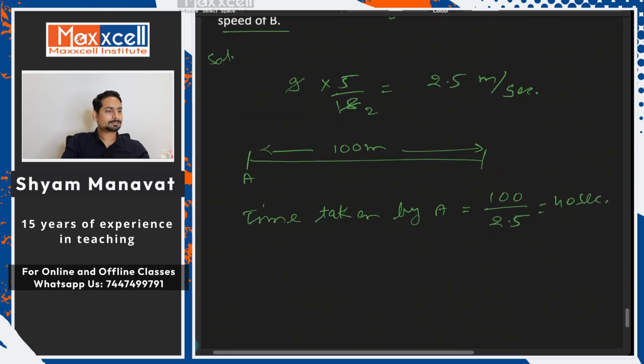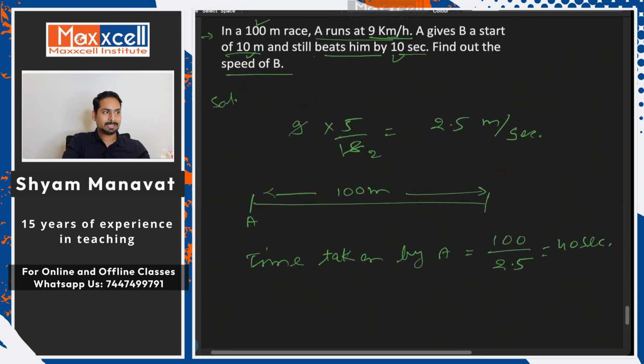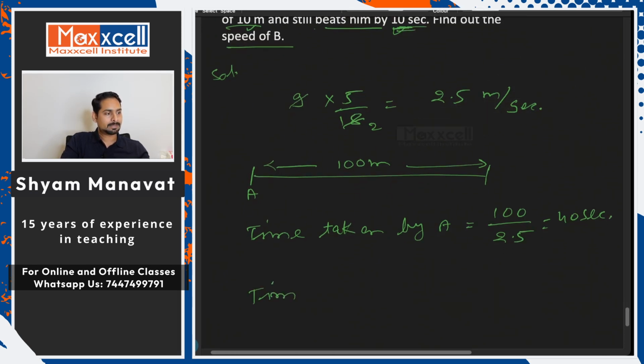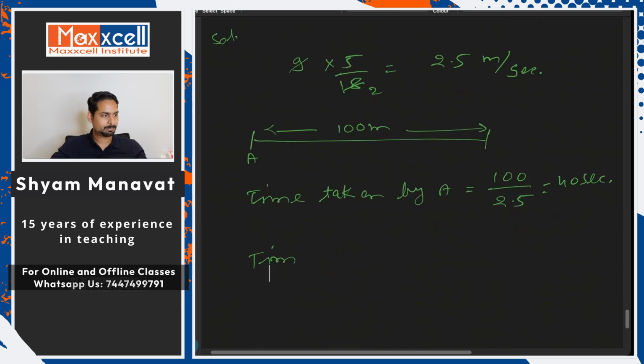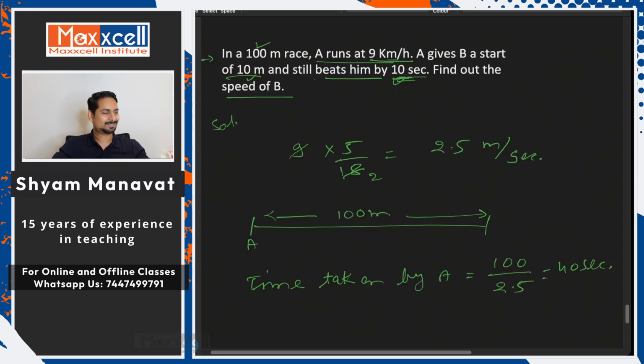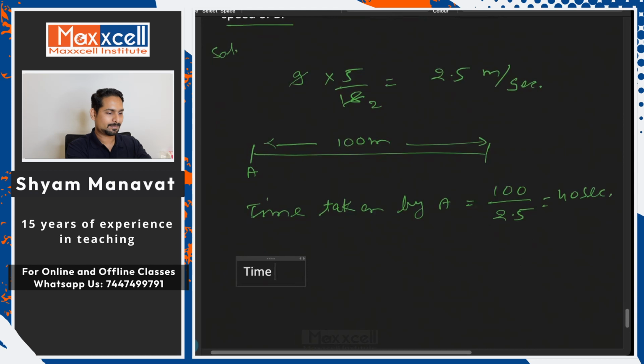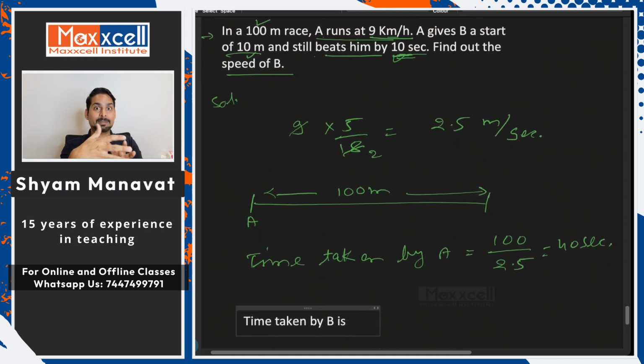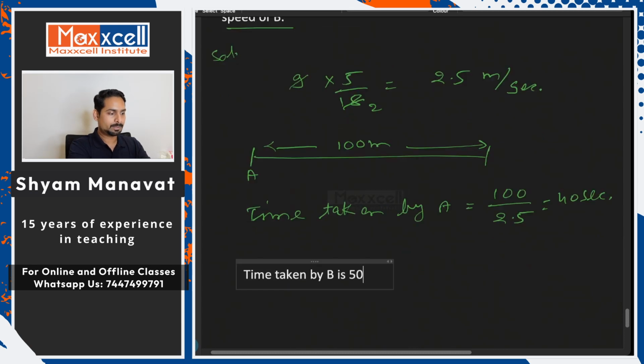Okay, now A is beating B by how much time? 10 seconds. That means the time taken by B, let me type it so it looks neat and clean. Okay, so time taken by B is what? 10 seconds less, because A beats B by, sorry, 10 seconds more, because A beats B by 10 seconds. So time taken by B should be this 40 seconds plus extra time. So it should be 50 seconds, right? I hope this is clear.